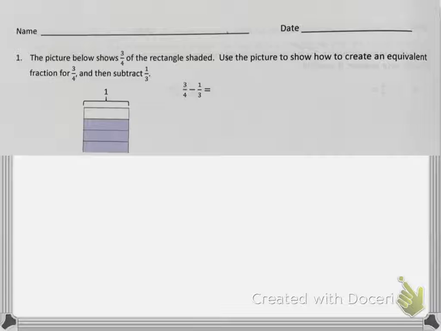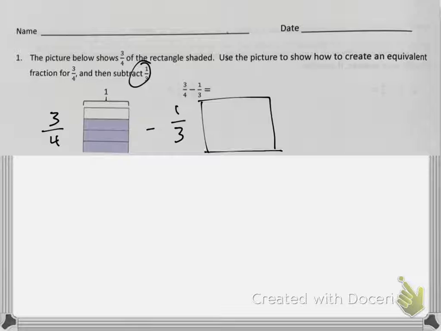Use the picture to show how to create an equivalent fraction for 3/4 and then subtract 1/3. So using the picture below, the easiest way to show an equivalent fraction of 3/4, since we're trying to make it into thirds, is because we know that this is going to be 3/4 minus 1/3. So we're still going to use the rectangular fraction model to subtract. So here's my 1/3. Well, they started theirs horizontally, and typically I start mine vertically. So I'm going to go back and recreate my 1/3 vertically.